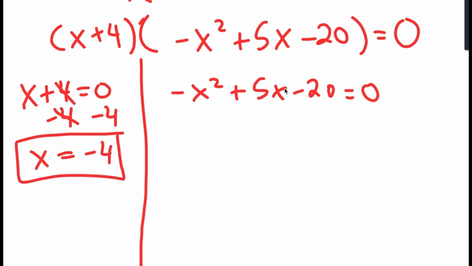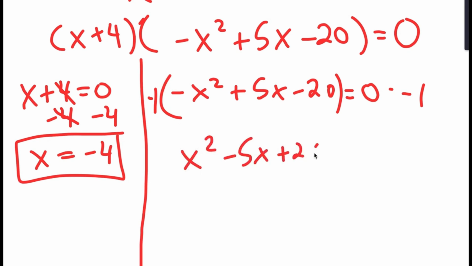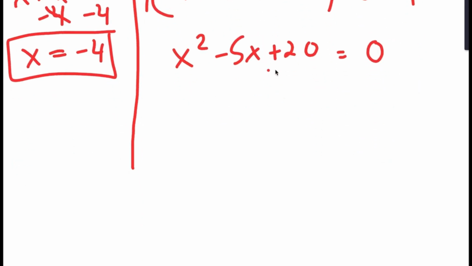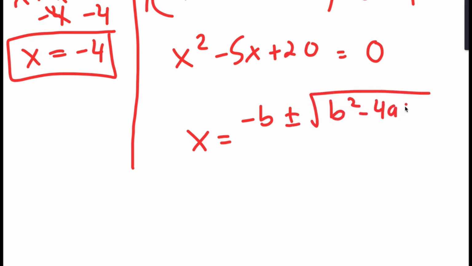Now, for negative x squared plus 5x minus 20 equals 0, well, first off, we have a negative sign in front of x squared, so I'm actually going to get rid of that by multiplying both sides by negative 1. So I get x squared minus 5x plus 20 is equal to 0. And now, to solve this, I'm going to use the quadratic formula, which is negative b plus or minus the square root of b squared minus 4ac all over 2a.